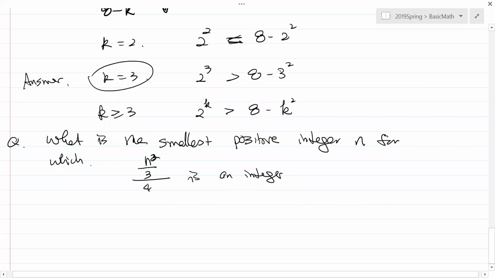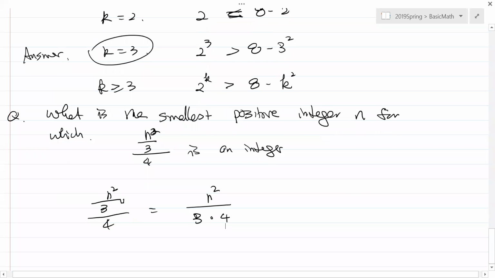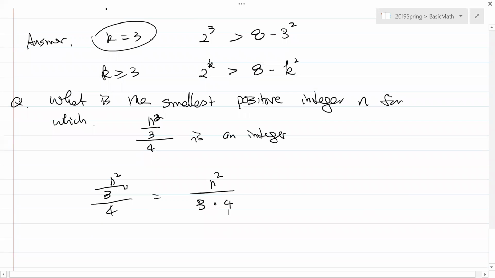Okay, so you want to determine the value so that this is an integer. Of course, n squared over 3 divided by 4, if they simplify, is going to be 3 times 4. This is going to be an integer, but in general, it's not an integer. When n is 1, it's not an integer. When n is 2, it's not an integer. Okay, when n is 3, it's not going to be an integer. So what is the smallest n which makes this an integer? 4 squared is not going to be an integer.